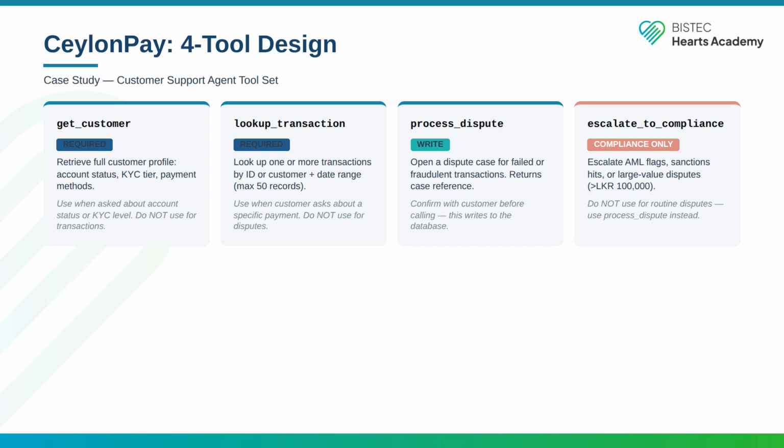This description specifies exactly when to use it. AML flag reviews, sanction screening hits, large value disputes over LKR 100,000, or regulatory data requests. And critically, it specifies when not to use it. Do not use for routine disputes. Use process dispute instead. This prevents Claude from over-escalating routine customer service issues.